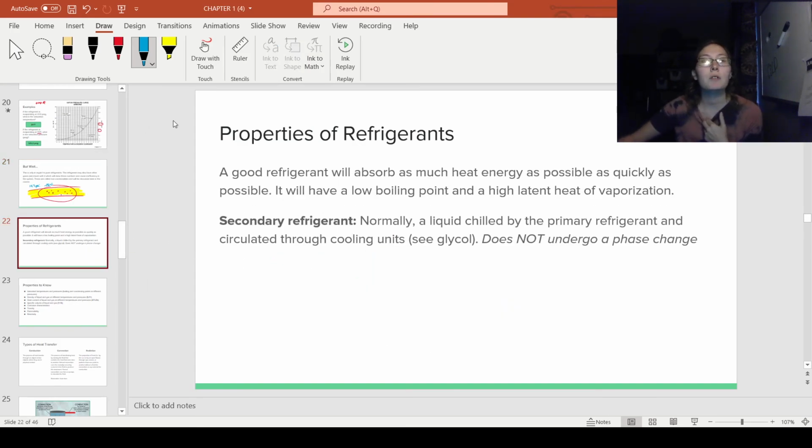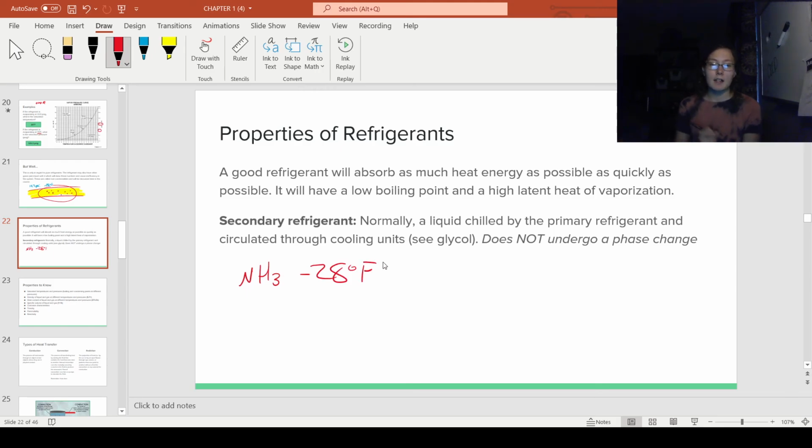Quick thing we're going to go over is properties of refrigerants. A good refrigerant will absorb as much heat energy as possible as quickly as possible, right? So it will have a low boiling point and a high latent heat of vaporization. Like I said, ammonia is a good refrigerant. It has a low boiling point at negative 28 degrees Fahrenheit.